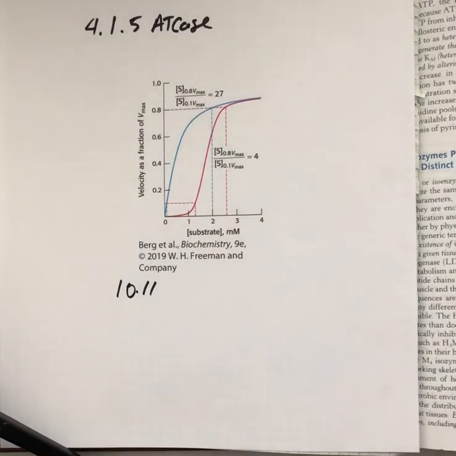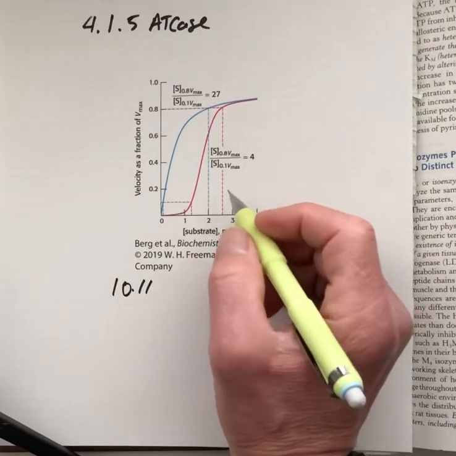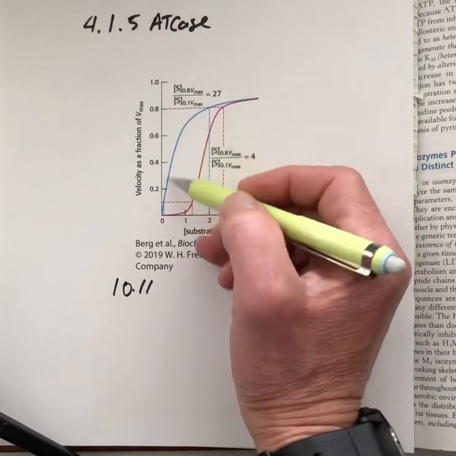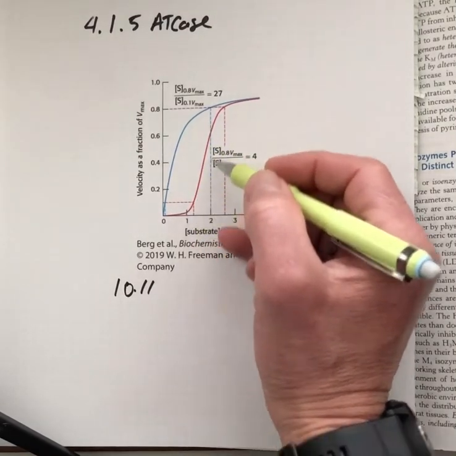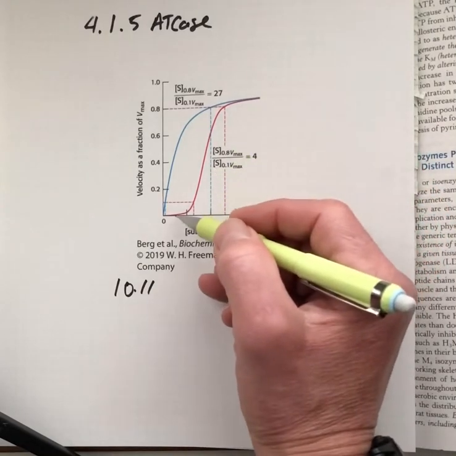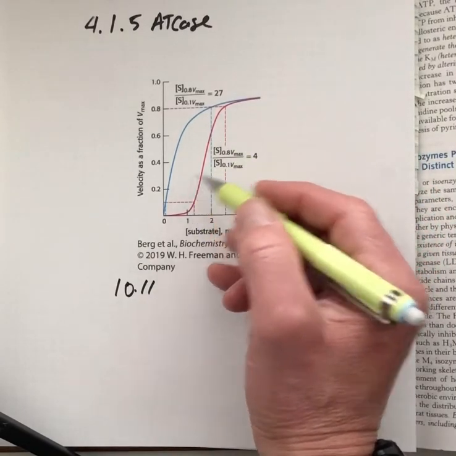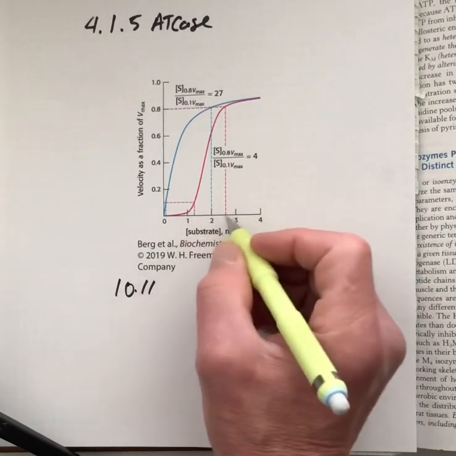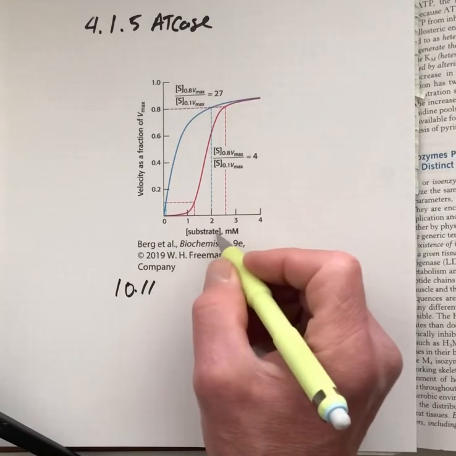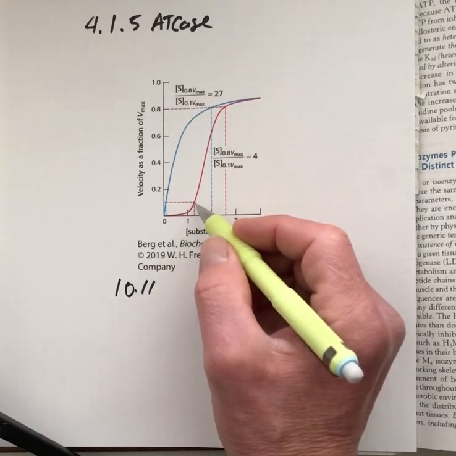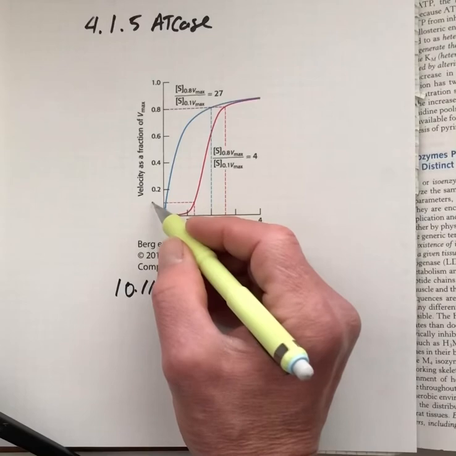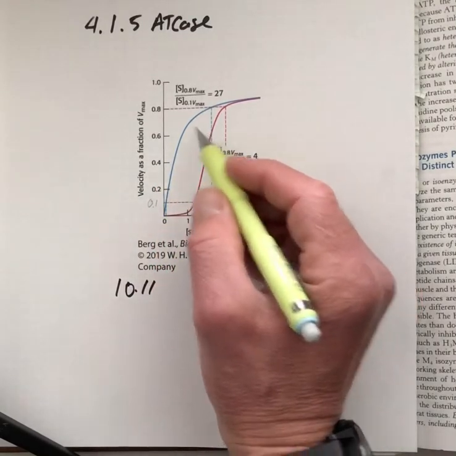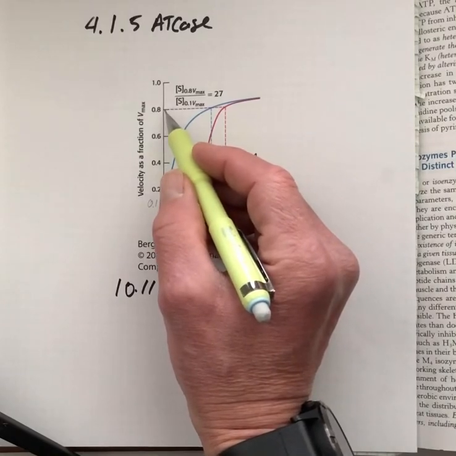10.11. And what's illustrated here is a comparison of a regular Michaelis-Menten enzyme, shown here in blue, with an allosteric enzyme like ATCase, shown in red. And what the comparison shows is the degree of change in concentration for the substrate that's needed to go from 0.1 maximal velocity, here on the y-axis is fraction of maximal velocity, to 0.8.